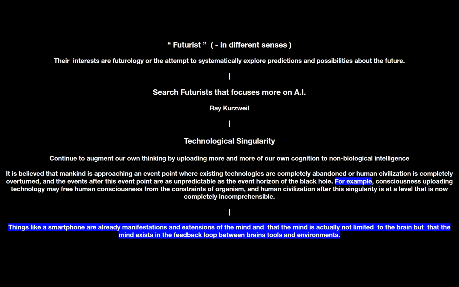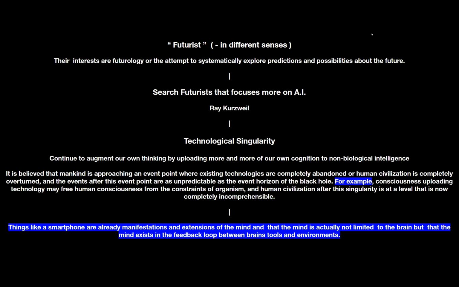Here the concept of futurist comes in, and these movies and novels that I mentioned before, and also the readings, are in different senses, in our understanding, futurists. Starting to search for futurists that focus more on AI to have some more information in this field, I found Ray Kurzweil. He has put forward his emphasis on technological singularity. This is what we think is quite interesting here.